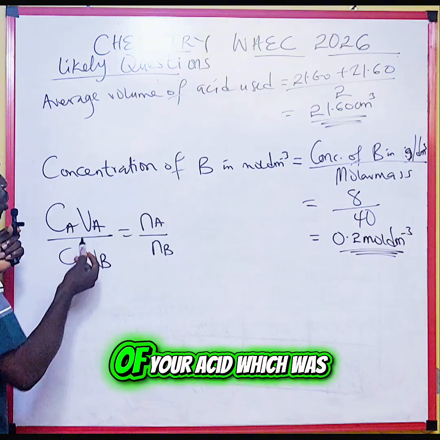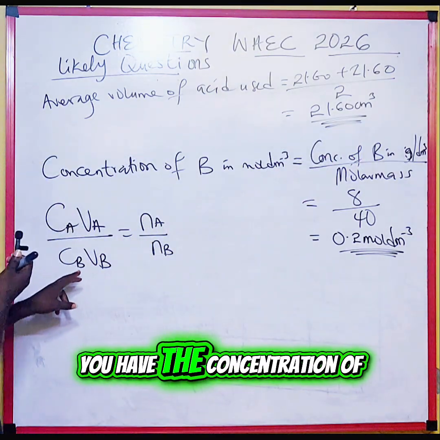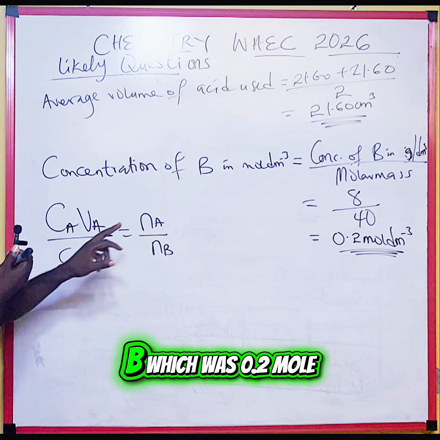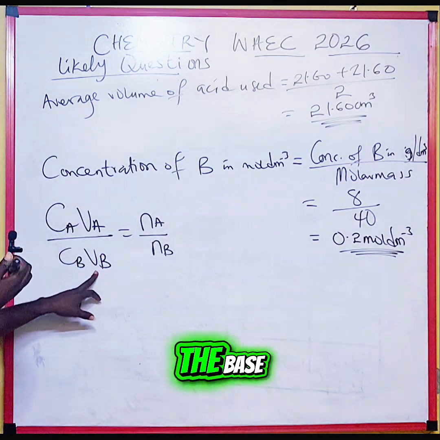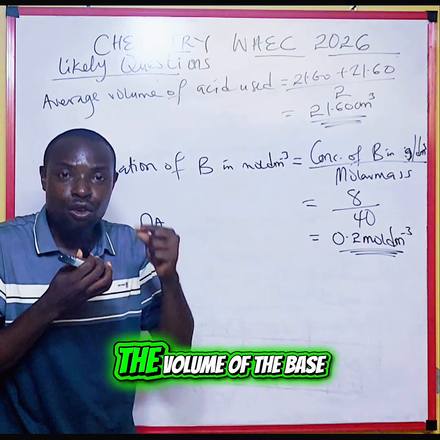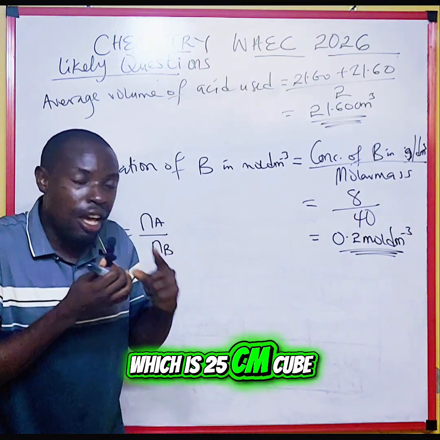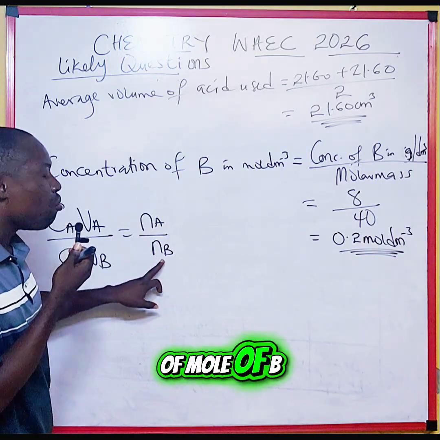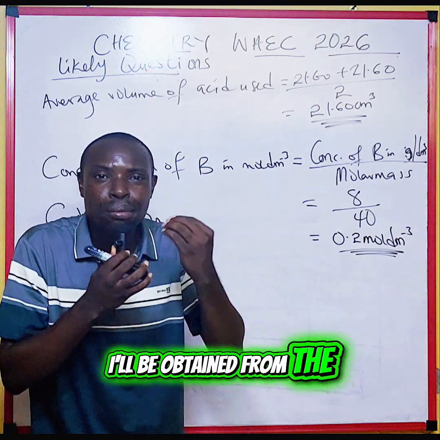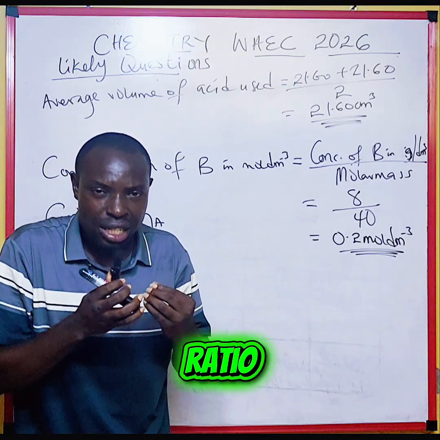Already you have the volume of your acid, which was this average. You have the concentration of B, which was 0.2 mole per dm cube. You have the volume of the base, which is the volume of the pipette, which is 25 cm cube. Then your number of mole of A and your number of mole of B can be obtained from the mole ratio. Is that understood now?